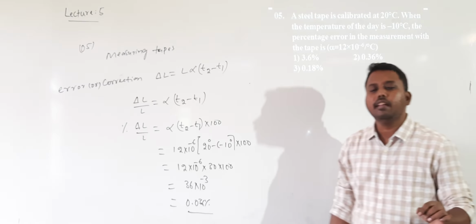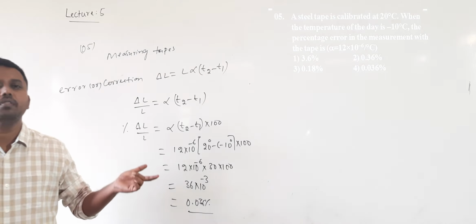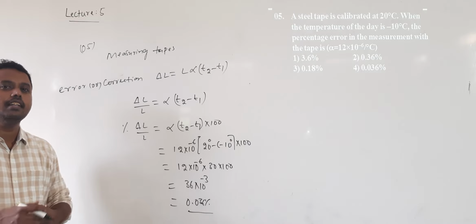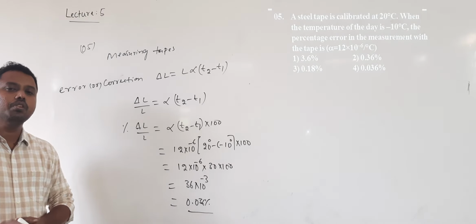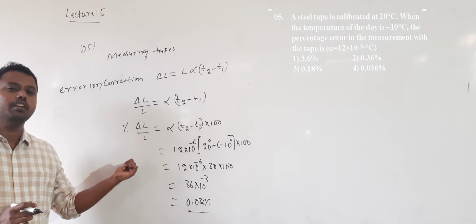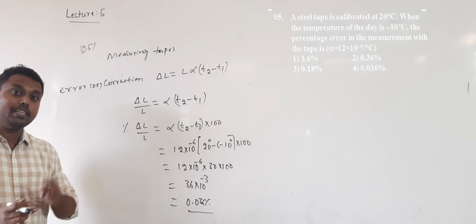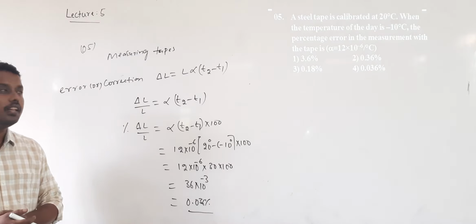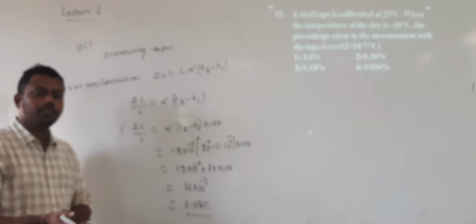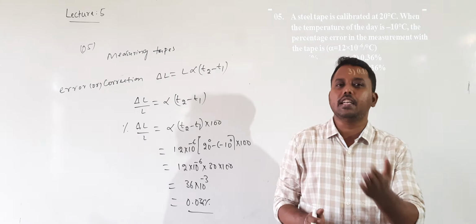So can you tell me what happened here? Will the measuring tape show more than the actual reading or less? It will show more than the actual reading. Correction is required: to get the true value, L minus delta L. We discussed two cases for the measuring tape. If T2 is greater than T1, then the reading measured by the tape is less than the actual reading.